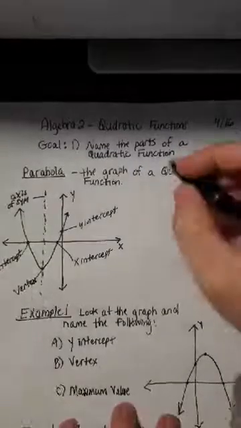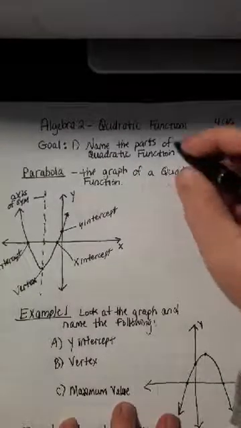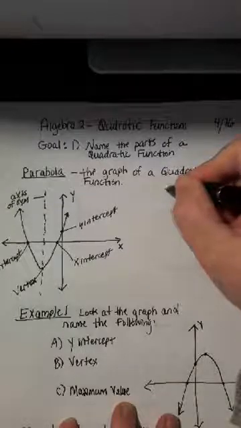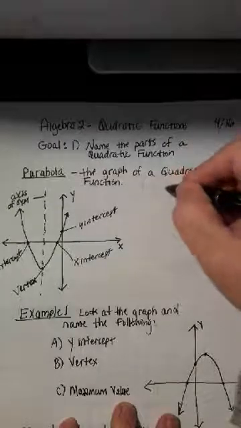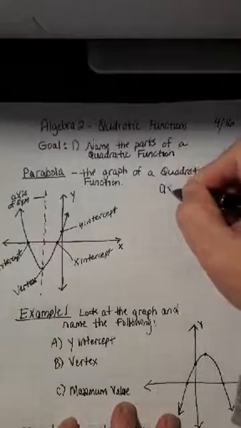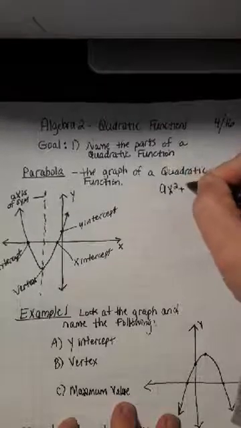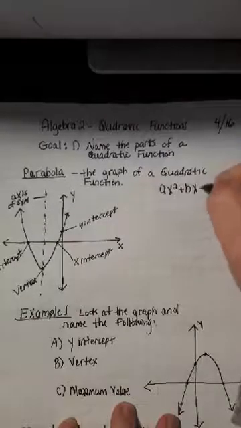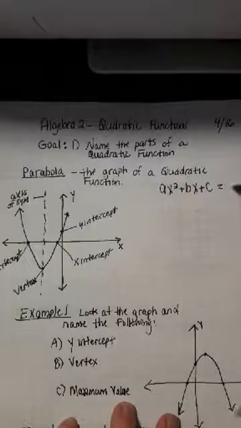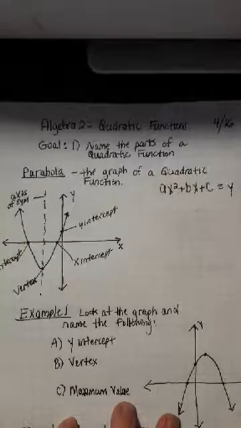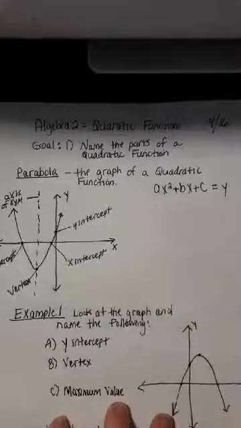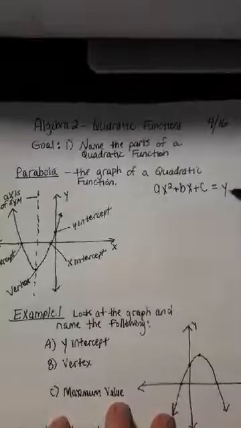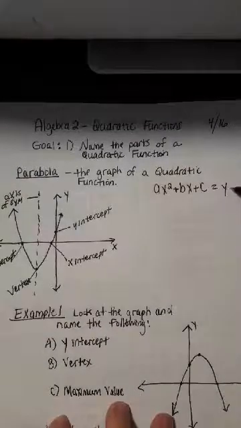One thing I want to write on here is the standard form for a quadratic function. You're not going to really need it for this lesson, but later you will. So ax squared plus bx plus c equals y. Sometimes you'll see it set equal to y. Sometimes you'll see it set equal to 0. If it's set equal to 0, that means we're going to be solving the equation. If it's set equal to y, that means we're going to be graphing it.